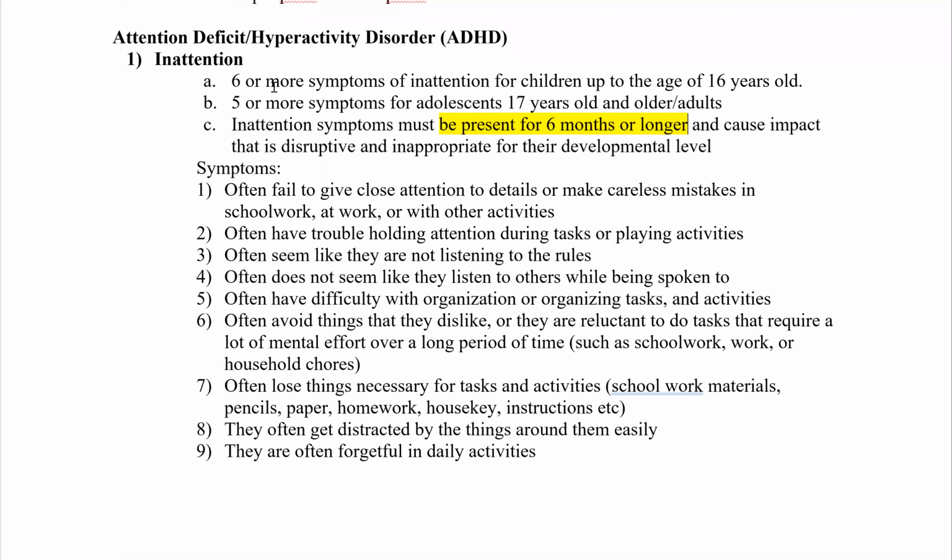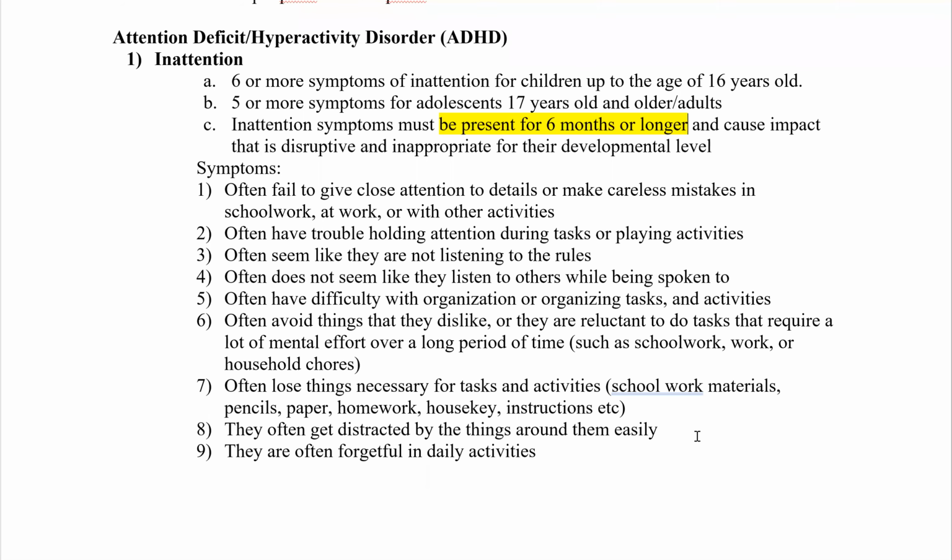So they have to have 6 or more for 16 years and younger, and 5 or more for 17 and older or adults. So 6 or 5 of the 9 following criteria. First, they often fail to give close attention to details or make careless mistakes in schoolwork or at work or with other activities. So it's difficult for them to notice different things, and they may skip over them, they may rush over them, or they may not notice or get caught up in the details.